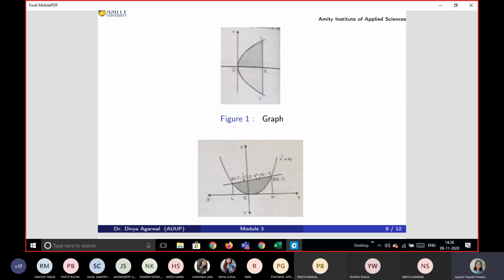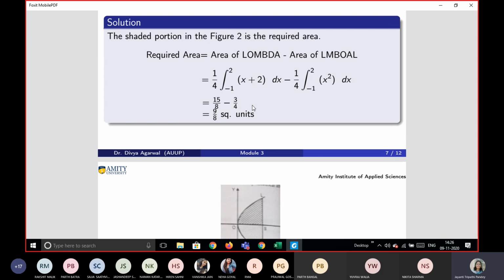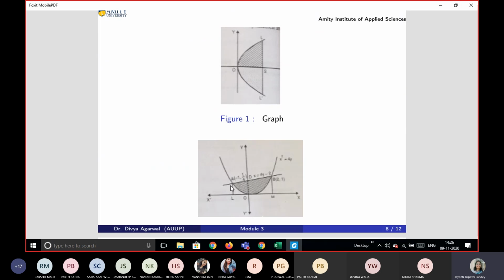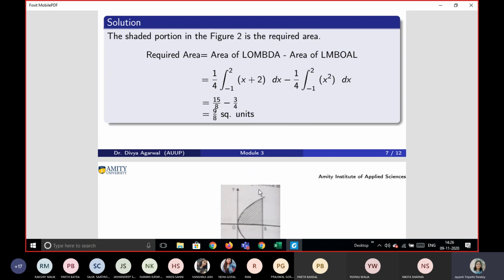Here we cannot do it 2 times. Rather we have to split it in 2 parts. See how it is being done. The first part is the area under the line. When you find the area under the line, this whole thing will come. Then you find the area under the curve and take the difference.